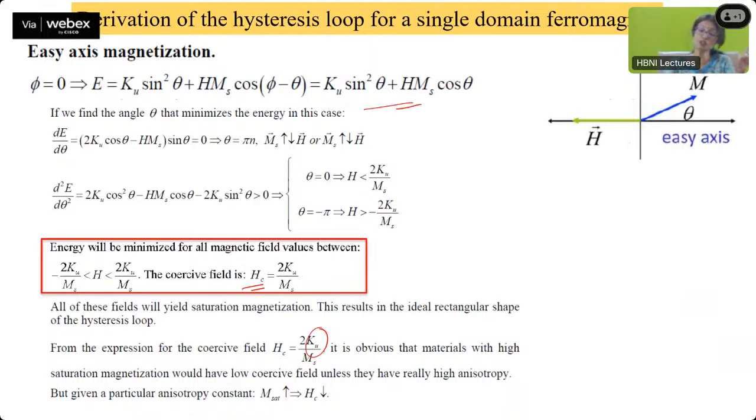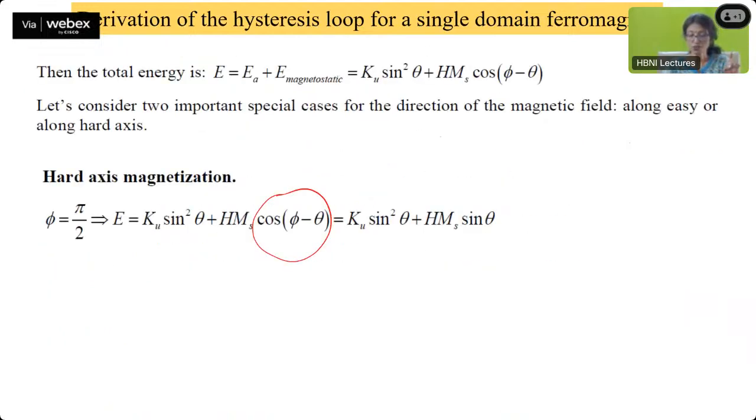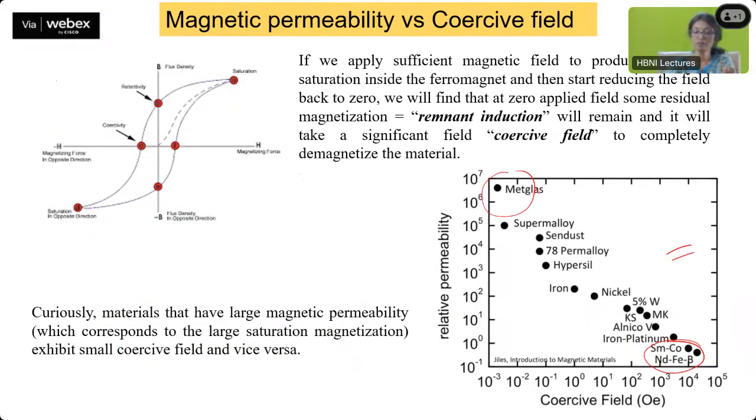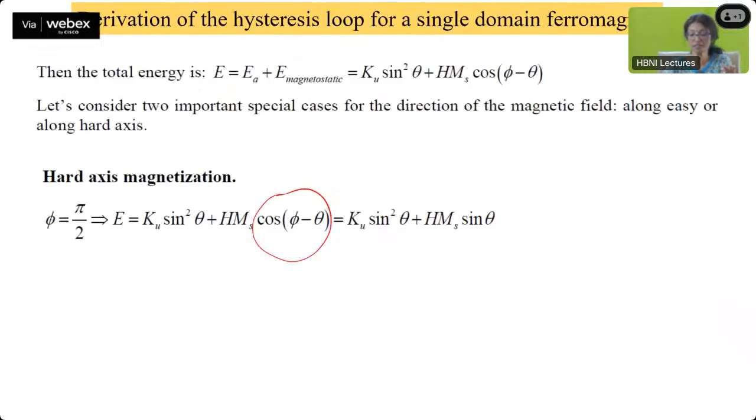So this is why you saw that first graph which I showed over here. I'll just go back to refresh your memory. So this explains the relative permeability and the coercive field, which is now mathematically explained to you.